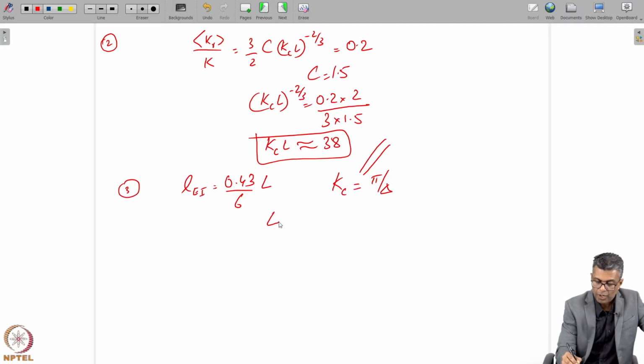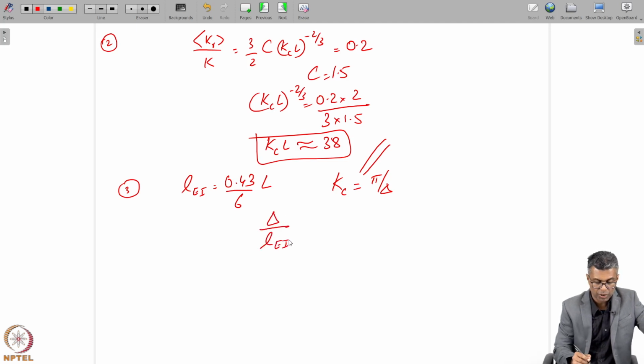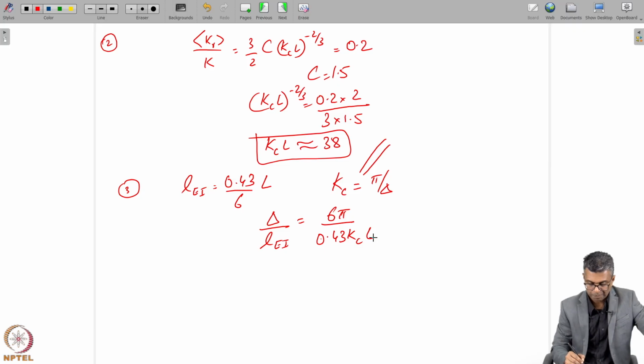So if I want to do just delta over L_EI, I just use these two relationships and I will get delta over L_EI is 6 pi over 0.43, and then there will be a kappa c and there will be an L. So I just basically divide these two, or in this particular case multiply these two equations, and then invert it. That's essentially what I get. So 6 pi over 0.43 kappa c L.